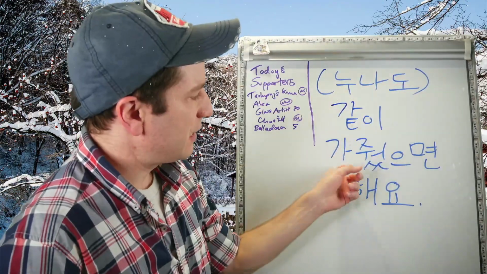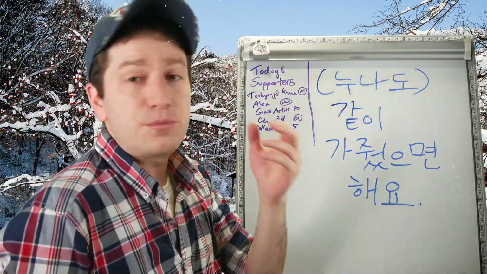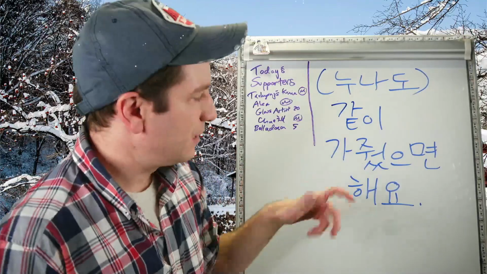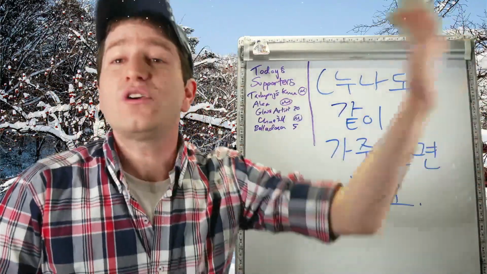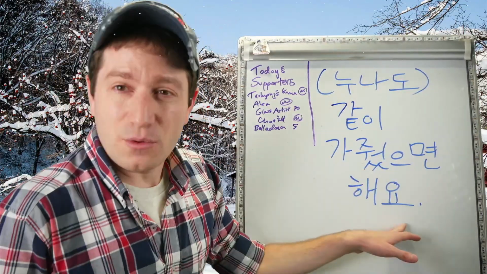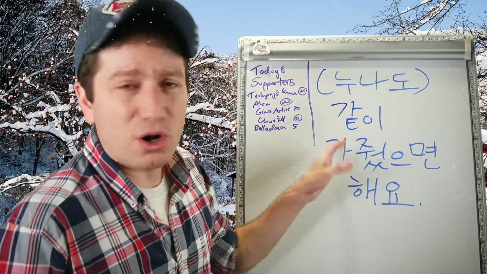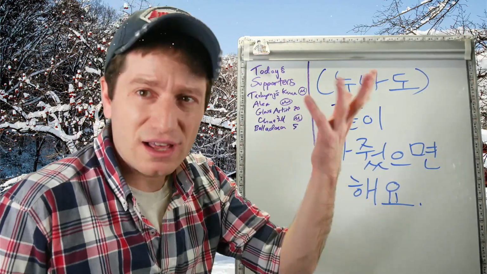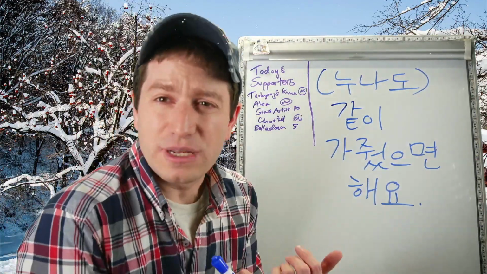누나도 같이 가줬으면 해요. 누나, you too, older female friend, or it could be older sister. 같이, together. 가주다, to go as a favor, to go for someone. So in this case, for me. So if you also went there for me, that would be acceptable. That would be good. It would be nice if you were to also go together with me. 누나도 같이 가줬으면 해요. Or just, I want you to go together with me.